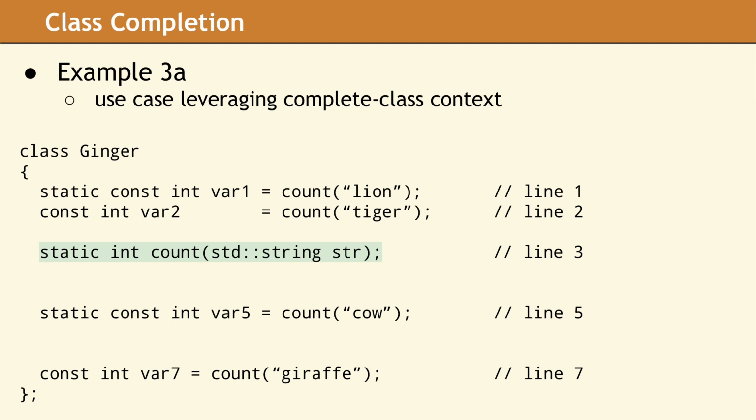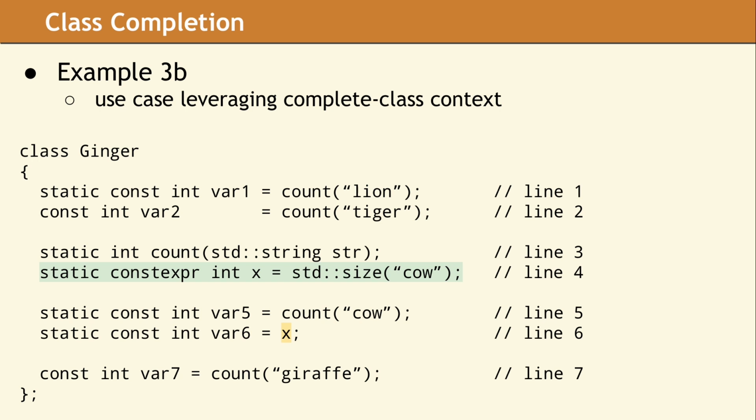Once we reach the declaration for the count method on line 3, the situation changes slightly. Line 5 declares another static data member just like line 1. Even though we are not in a complete class context after the equal sign, the count method is now visible since it is declared above line 5. But there is a new twist. var5 is a static data member, so the count method needs to return a constant expression. Since count is not constexpr, line 5 does not compile.